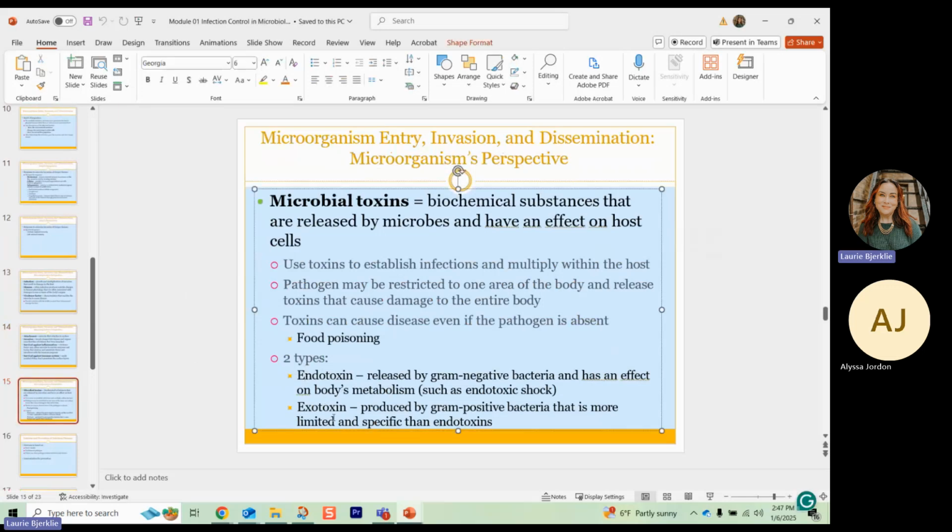So there is two types of toxins. Endotoxin is released more by gram-negative bacteria. Exotoxin is released more by gram-positive bacteria. The way that I remember that is I always think of that N in endo for negative. That's kind of how I keep it straight in my brain.